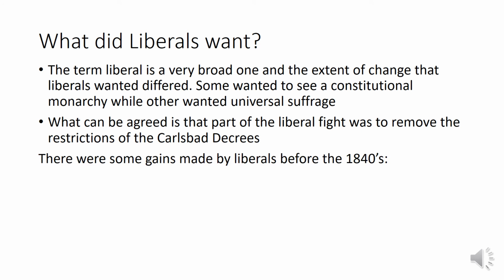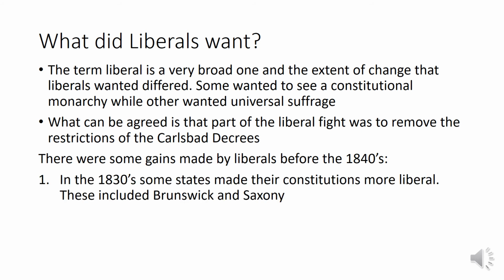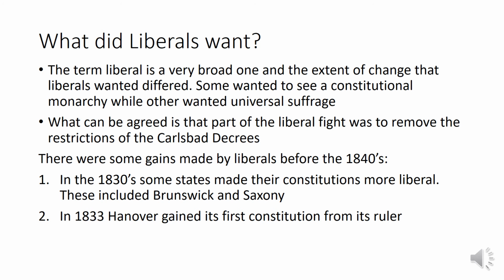There were some gains made by liberals before the 1840s. So before our course starts in the 1840s, there had been some progress by liberals. An example of this was in the 1830s, when some states made their constitutions more liberal. These included Brunswick and Saxony. In 1833, Hanover gained its first constitution from its ruler.